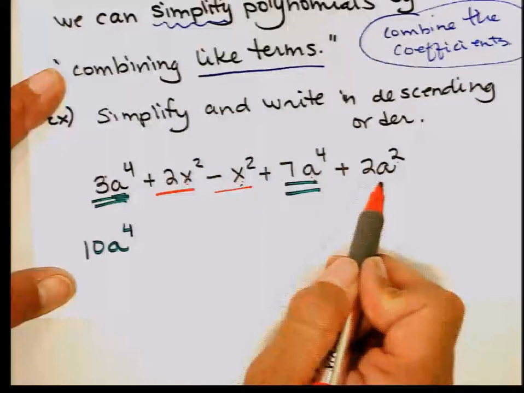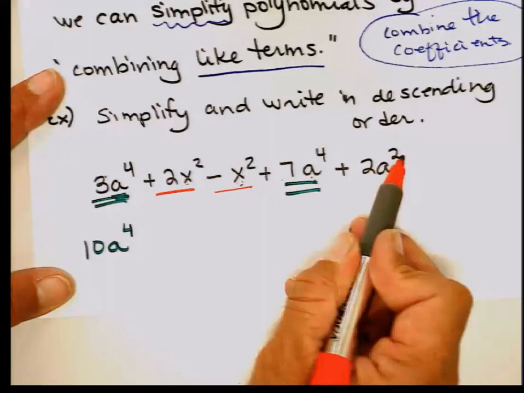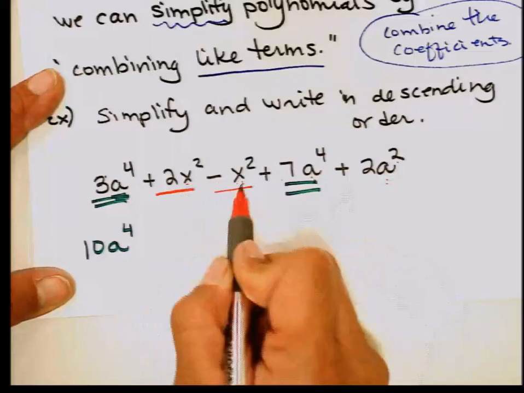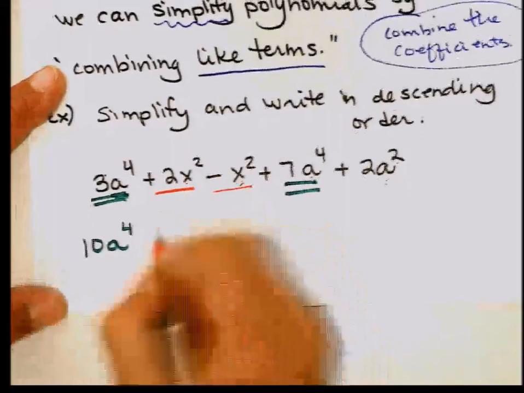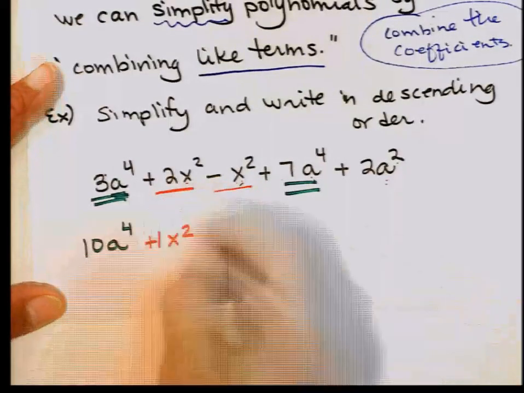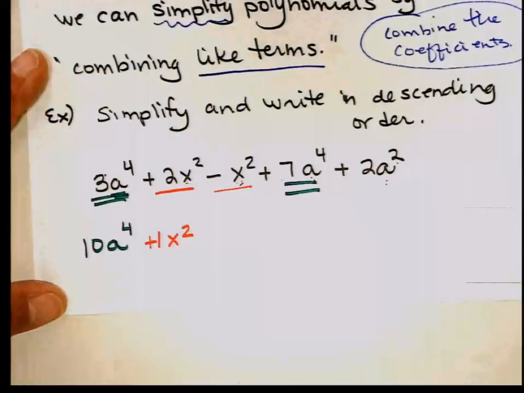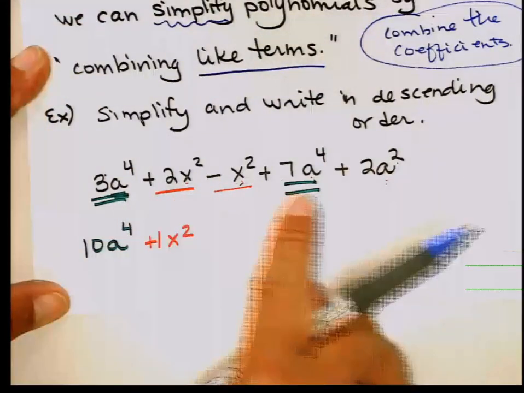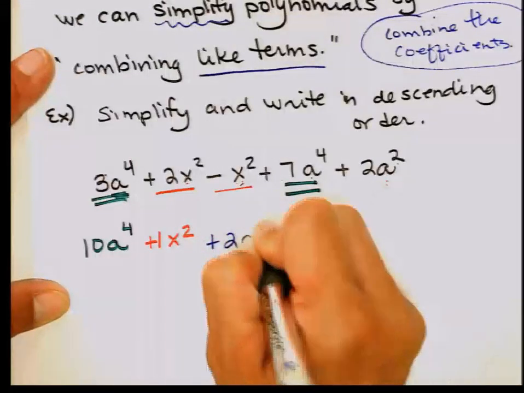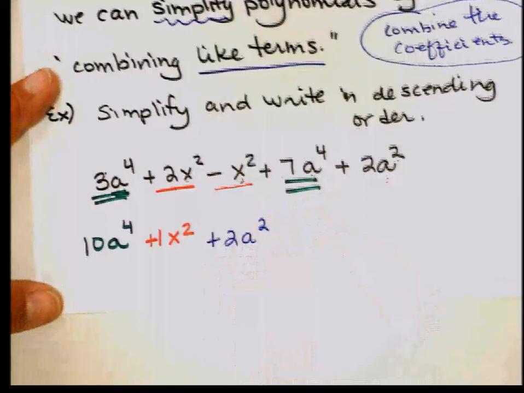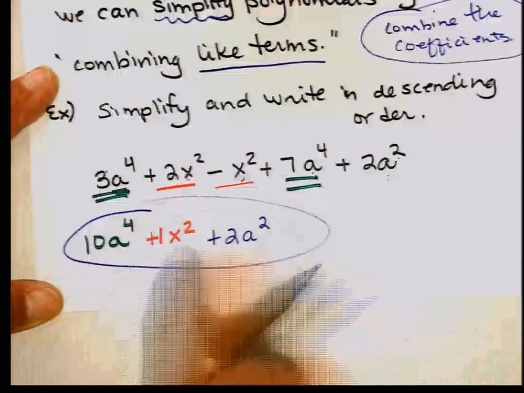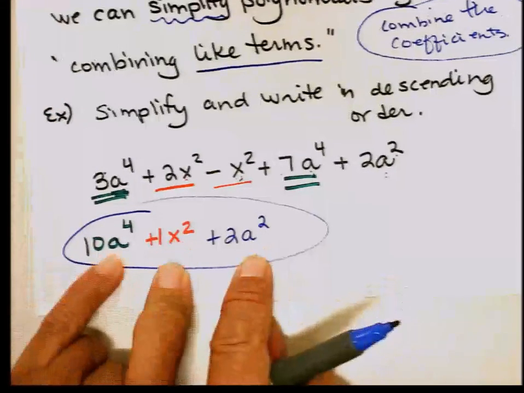And I have a 2a to the second. Still a second, but it's an a, not an x, so that one can't combine. So 2x squared minus x squared is plus 1x squared. Okay, and you can write the one if you want, but you don't have to. And finally, everything that's underlined has been picked up already. So the last thing I have is plus 2a squared. And that's all that we can do. Nobody else can combine because none of the other terms are like. They all have something that's different.